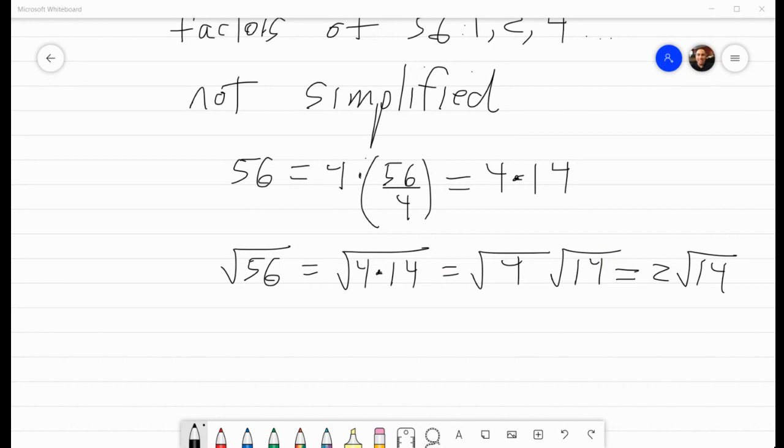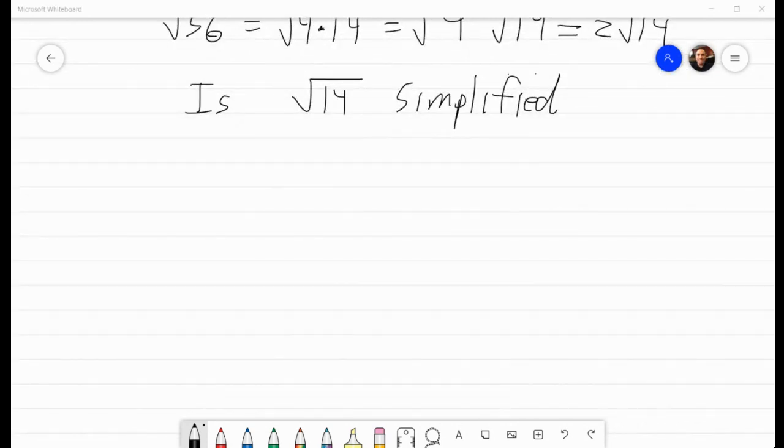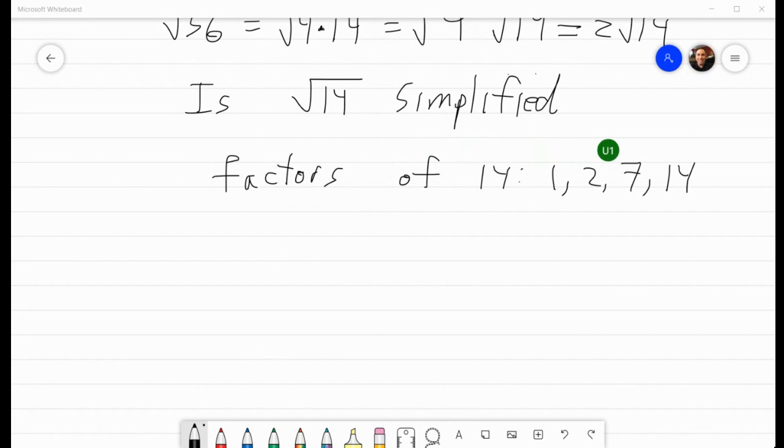But we're not done yet. We have to know, is the square root of 14 simplified? So that's what we have to figure out. Okay, so how do we do that? Well, first I gotta move the screen down a bit so everyone can see. There we go. Well, what are the factors of 14? Well, we have 1, we have 2, we have 7, and 14. And I think that's actually it.